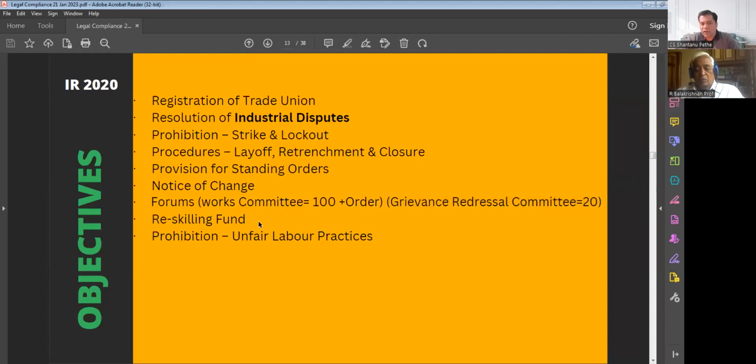Then there will be a reskilling fund. See, the reskilling fund is provided here: if a worker is retrenched, there is an additional burden on the employer to provide 15 days of pay as an additional amount for the retrenched employee, and it will go to this fund. From this fund, the retrenched employee will get that amount and apply it for reskilling purposes, I guess. Then, prohibition of unfair labor practices. There is a separate schedule given in this act that nobody should be engaged in unfair labor practices. So these are the basic objectives of this act.